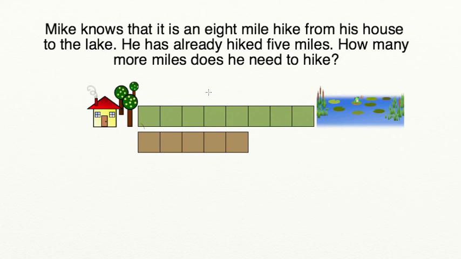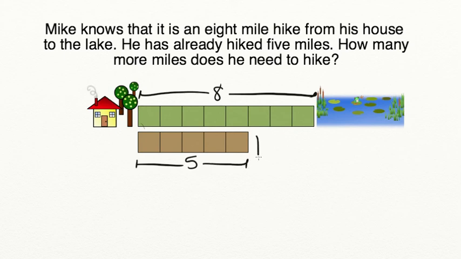So as you can see, our top bar has an equal amount of 8 miles, and our bottom bar represents the 5 miles that he's already hiked. So we're searching for this middle amount, and that's going to be our variable. So how we write this as an equation, we're going to say we know he's hiked 5 miles, plus we'll use the variable A, a mystery amount that he has not hiked yet, and we know that's going to equal a total of 8 miles in all. So we just wrote an equation using a variable. And now we're going to search and find out, what does A represent? What's the value of A?